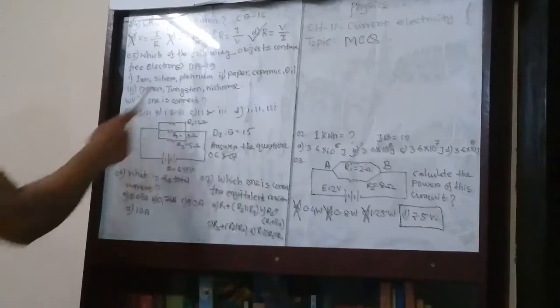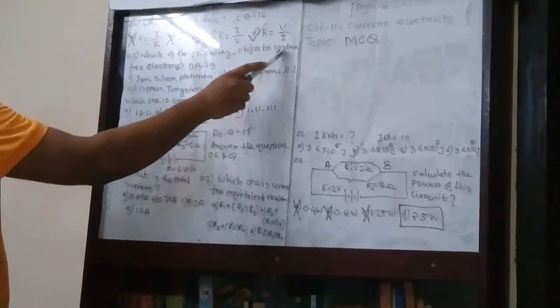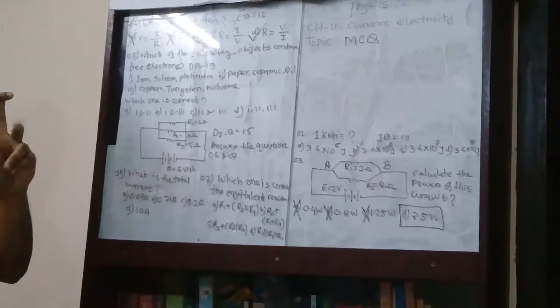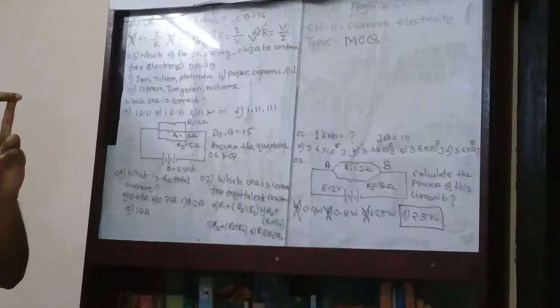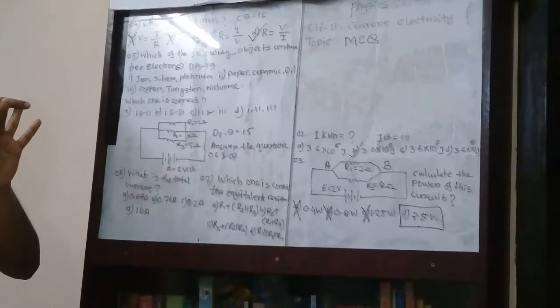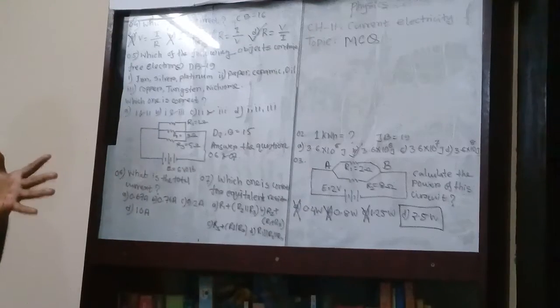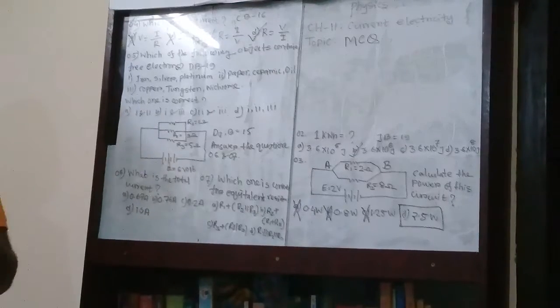So, which one of the following objects contain free electron? You know, boys and girls, on the basis of electron theory, matter is divided into three parts: one is conductor, another is semiconductor, and the last one is insulator. So, what is called conductor? The substance which has free electron and which can conduct electricity, or which can carry electron, is called conductor.